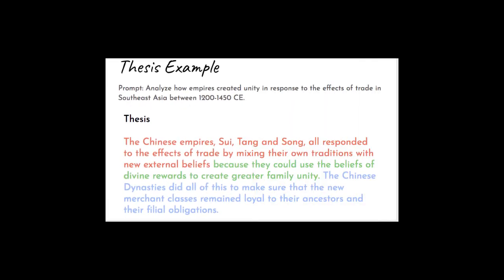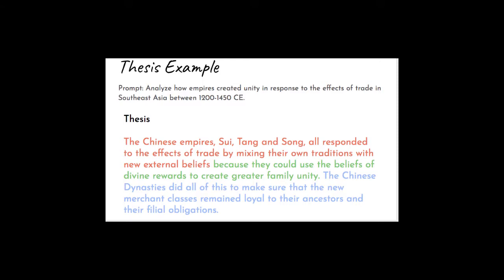Okay, so now let's take a look at some examples to make sense out of this. Let's say you're given this prompt. Analyze how empires created unity in response to the effects of trade in Southeast Asia between 1200 to 1450 CE. What would a good thesis look like? Well, I've color-coded it for you here. The red part is the claim, the green part is the support or the historical reasoning, and the blue part is the impact. So let's go over it.